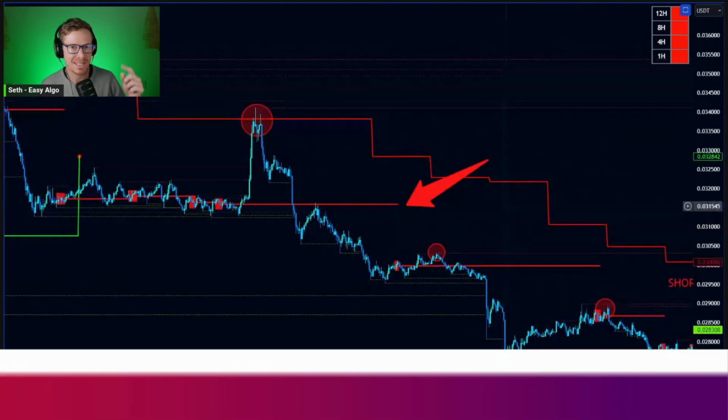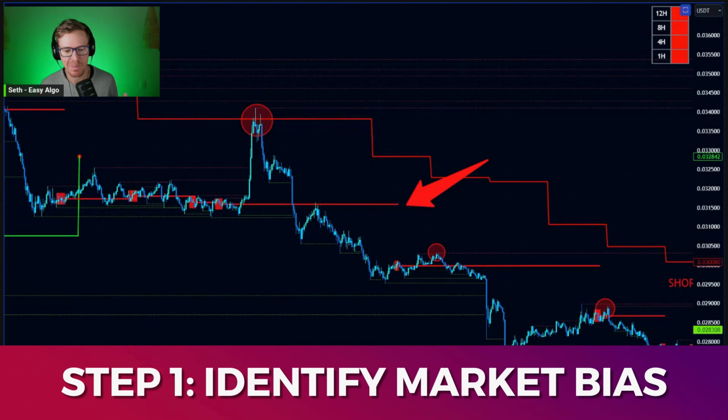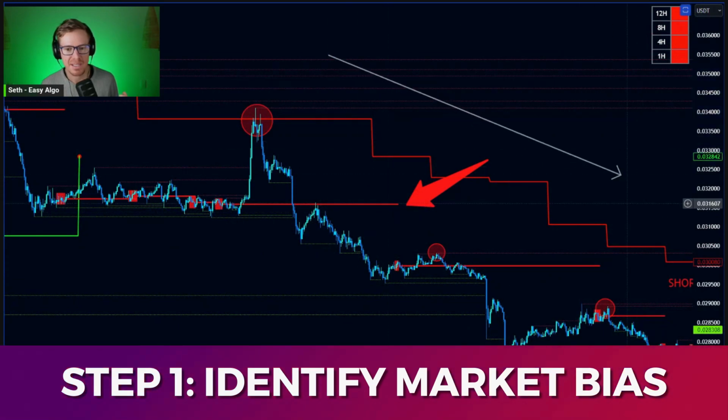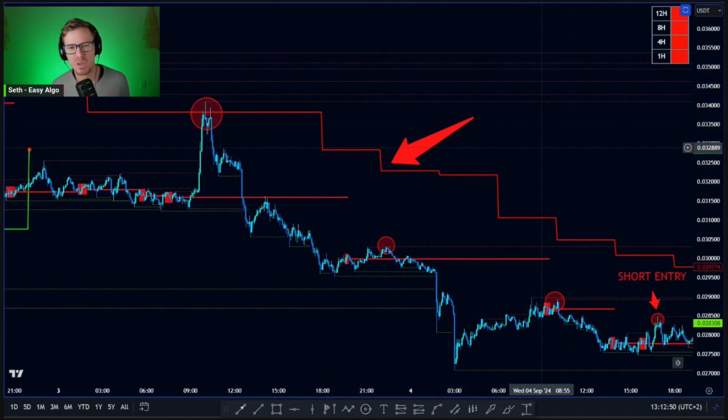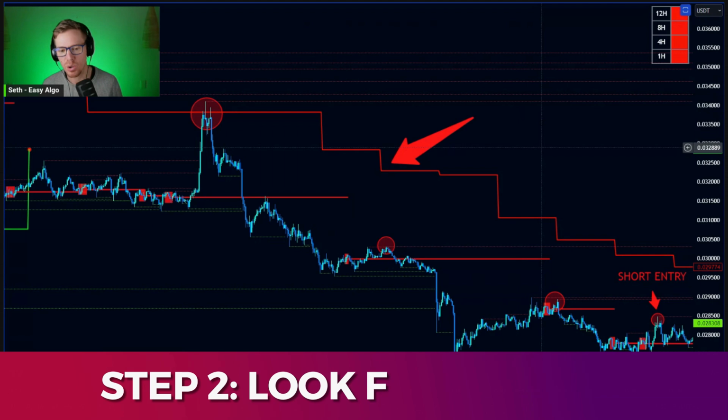positions. Because remember, step number one, identify the bias of the market. Clearly the market is going down, signified by Imbalance X, which is our fair value gap indicator, which I found to be one of the best indicators you will ever use to understand the direction and bias of the market. Once you're clear on that, then all we have to do is look for our entries.